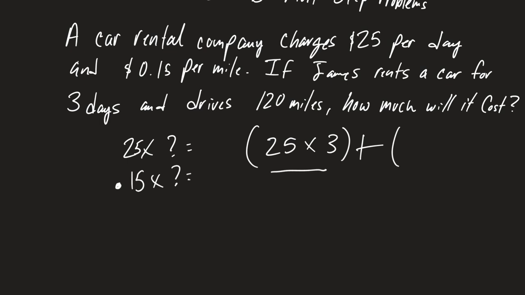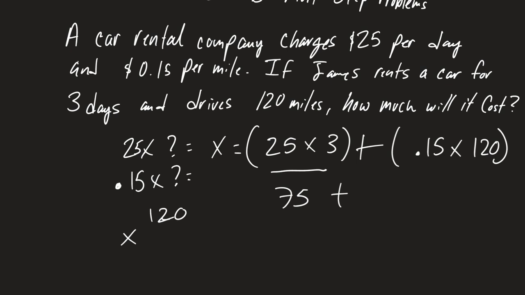And I'm also going to multiply because it says per mile is 15 cents. So I'm going to multiply that by how many miles? 120. And that's going to give you my total, okay? So now, which would be X, your total, okay? So let's go ahead and do that. I know 25 times 3 is 75. 75 plus, okay, we can multiply 120.